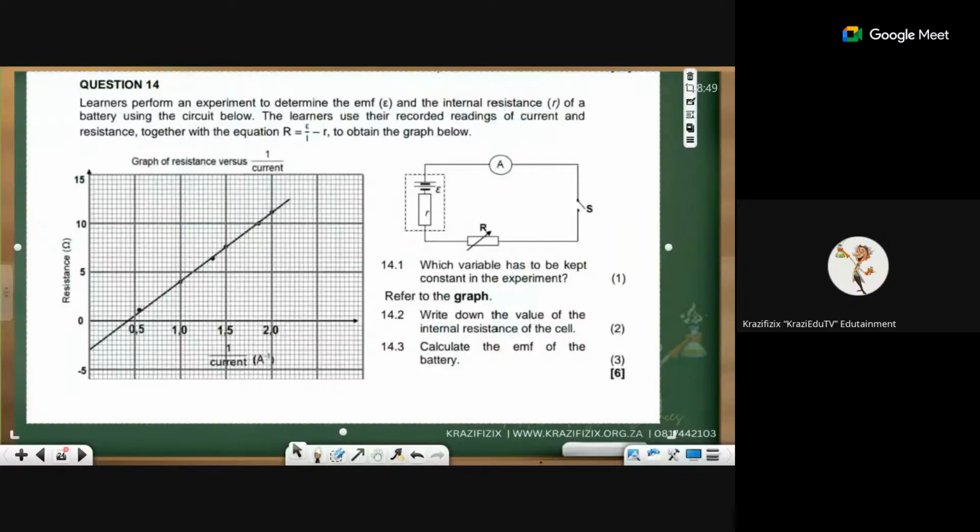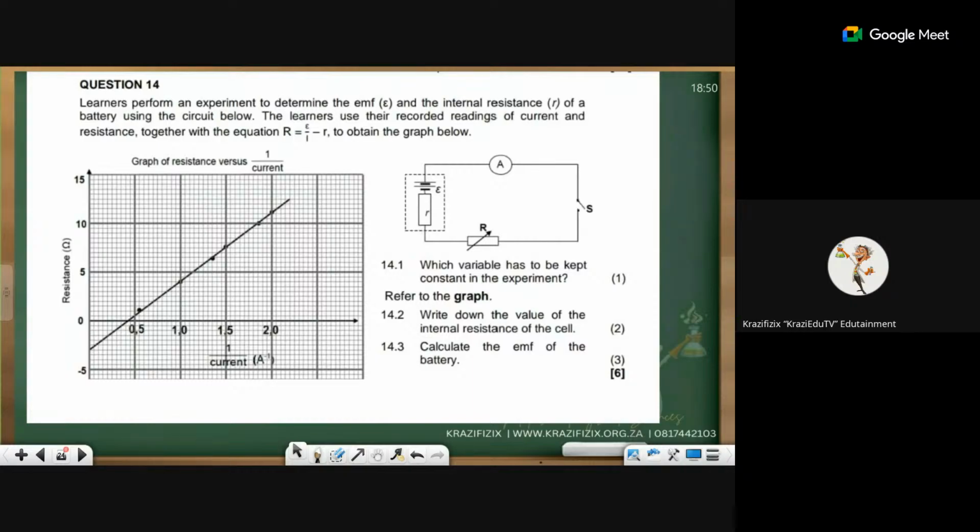Let us perform an experiment to determine the EMF and the internal resistance of a battery using the circuit below. The learners use this one. The examiner actually gave it right. They gave us the equation. We just need to rearrange the equation. But come, let's see. What is the equation? R equals to what? E over I minus what? R. Make sense? Lovely.